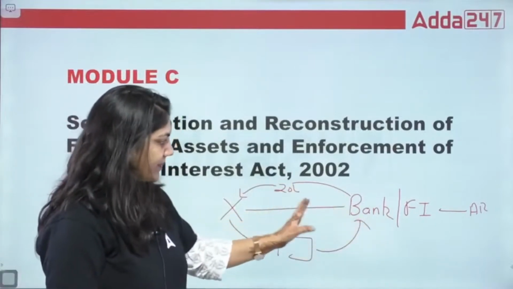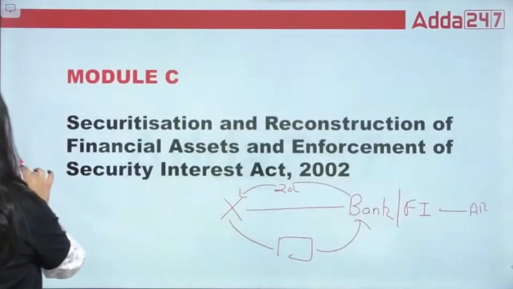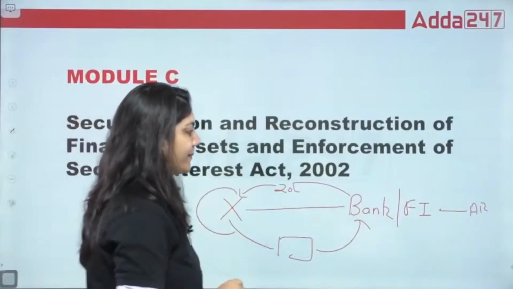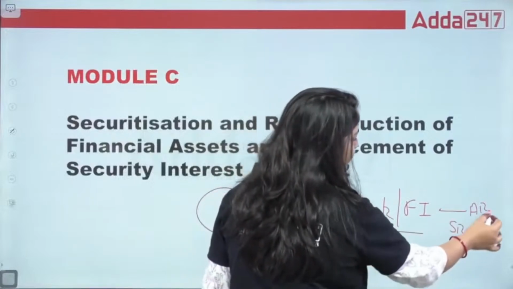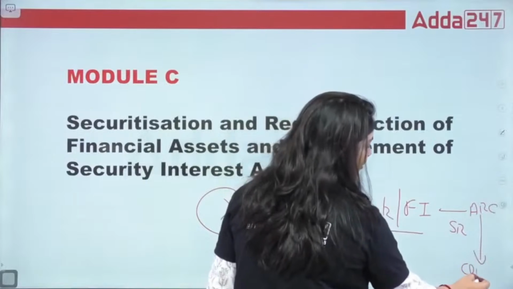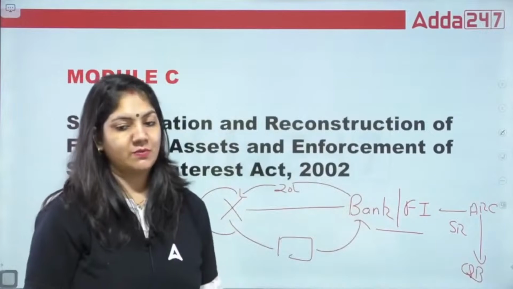He is taking money. Suppose X is not able to pay the money. In this case, if X is not able to pay the money, then the bank and financial institution will give the security receipt to the ARC company. Then the ARC company will search for a qualified buyer. So this is the process of this one.